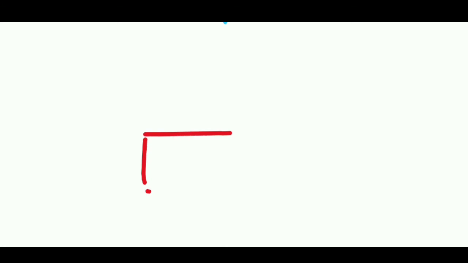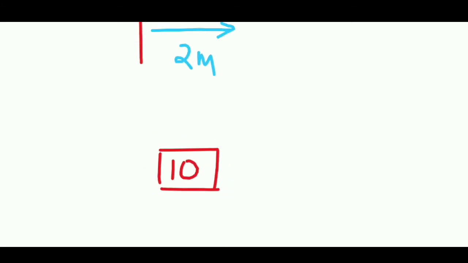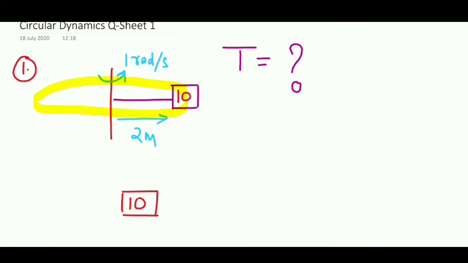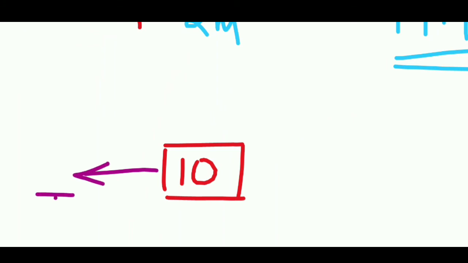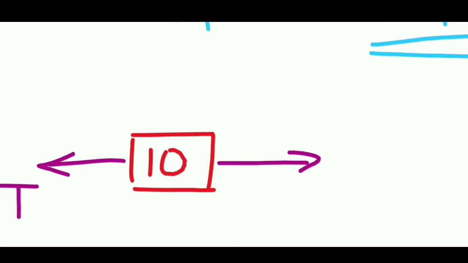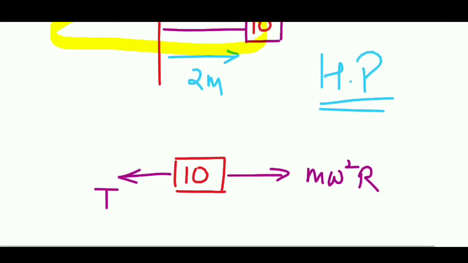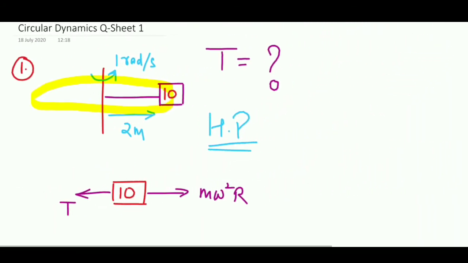So I'll first create a free body diagram of this block. The free body diagram will look something like this: 10 kg block. Along the radius, the circle will be in the horizontal plane. If you draw the forces along the center of the circle, there are only two forces. One will be tension, which will be somewhere here, and one will be outside, which is the pseudo force of centripetal force, m omega square r. Why am I using m omega square r? Why am I not using mv square by r?